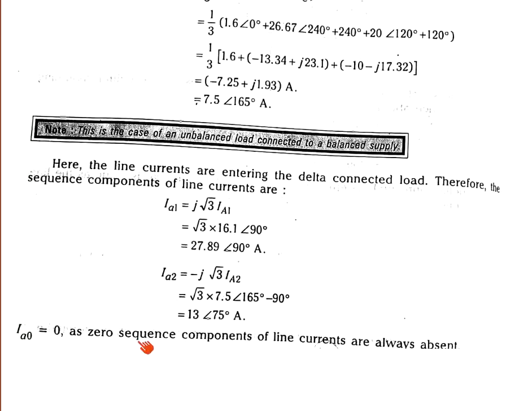Now, shall we go to the next topic? We have studied the star connected and delta connected systems, where we have not added any neutral. Now, what is the effect of neutral? Shall we continue or shall we do it at 1 o'clock?